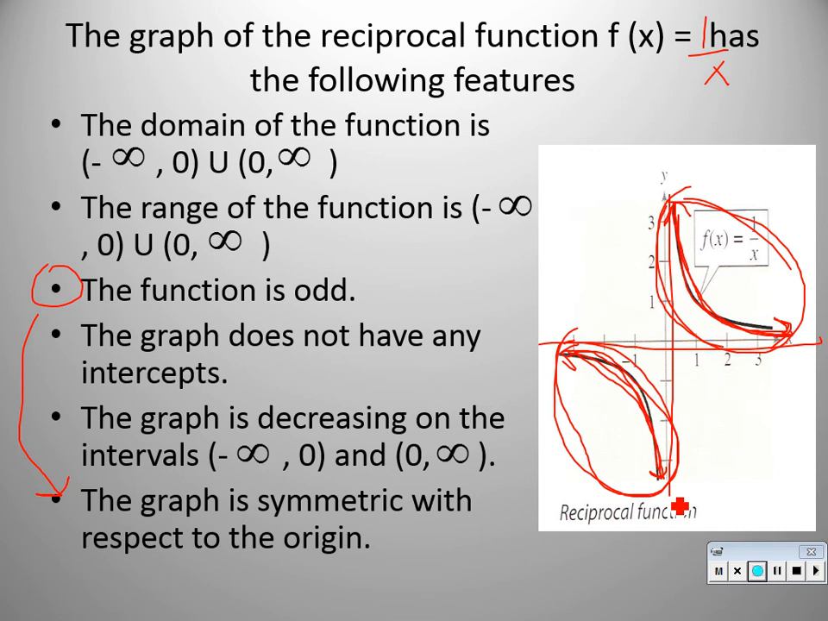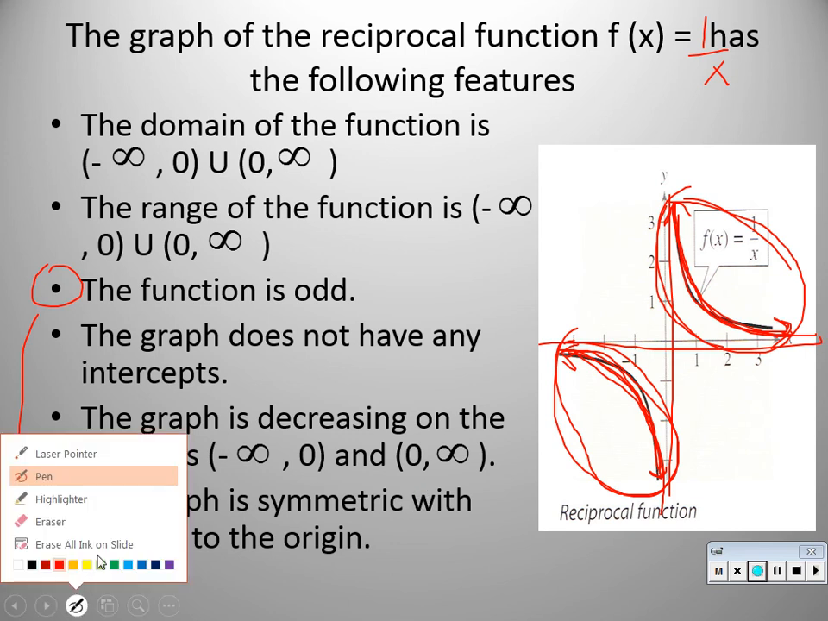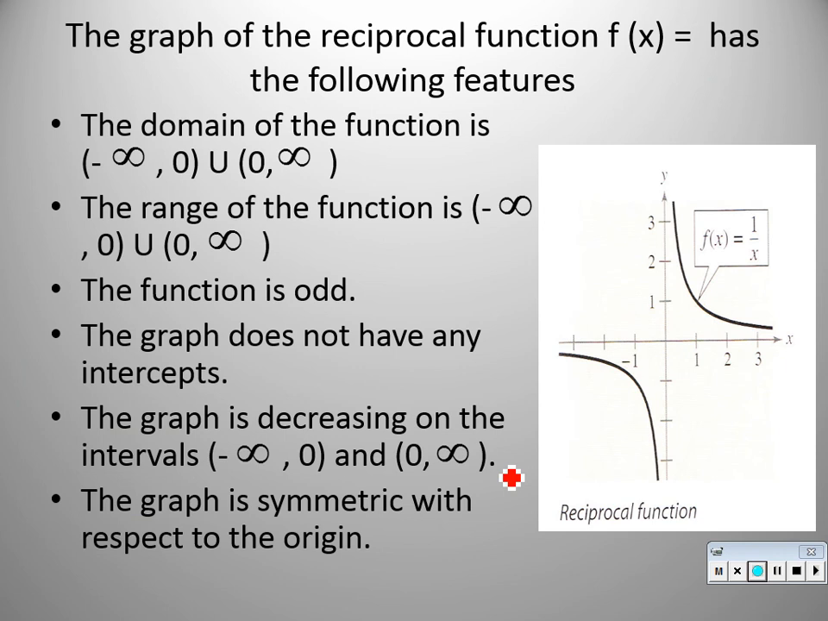And then finally, the graph is decreasing on the intervals from negative infinity to 0, and it also decreases from 0 to infinity. So a couple things to keep in mind with the reciprocal function, and that is these curves here. If you take a look at this curve down here in quadrant 3, this curve goes infinitely in both directions here. This curve will come very close to crossing the x-axis, but it never actually will. And when you come down to this part here, this part of the curve will come very close to crossing the y-axis, but never actually will.